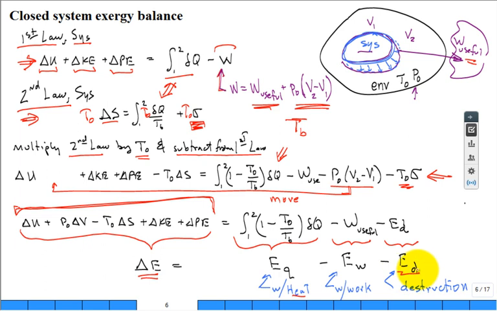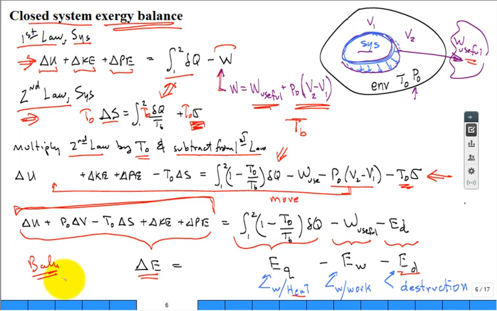All right, and then we have something called destruction. Entropy was produced when we had irreversibilities. Exergy is destroyed when we have irreversibilities. It destroys the ability to do useful work. That's exergy destruction. What's the source? Irreversibilities, friction. Okay, so really, we just got a balance. This is an exergy balance equation for a closed system, and that's it.